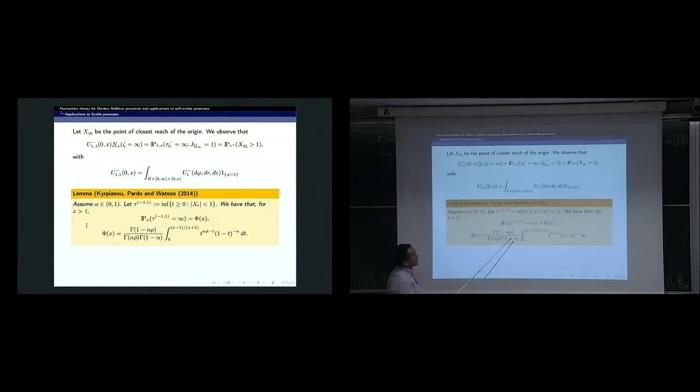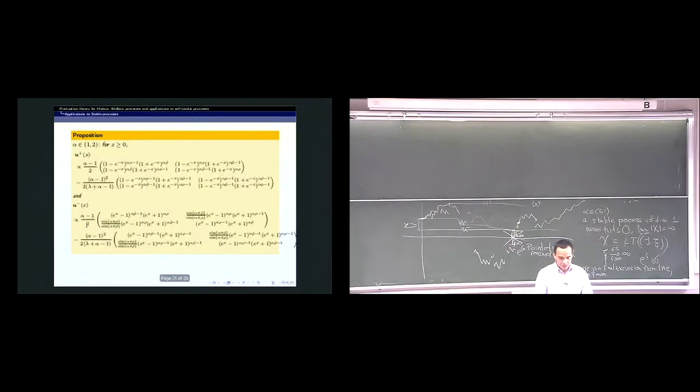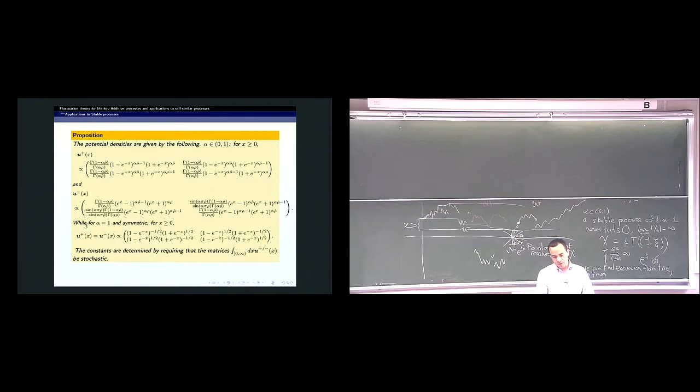So once we have this kind of formula, we can read from it the point of closest reach, and then go back and find the downward ladder height potential. Once we know how to do that, we find this one, which is the one that we are looking for in the matrix. And we can do something similar for the supremum and so on. So those computations lead us to these explicit formulas, identifying explicitly the downward ladder height process and the upward ladder height process of a Markov additive process.